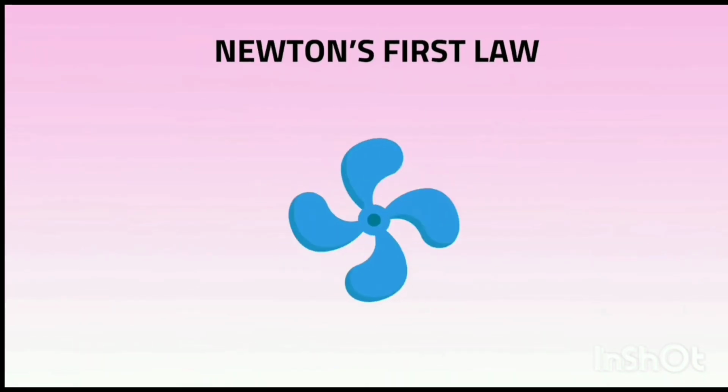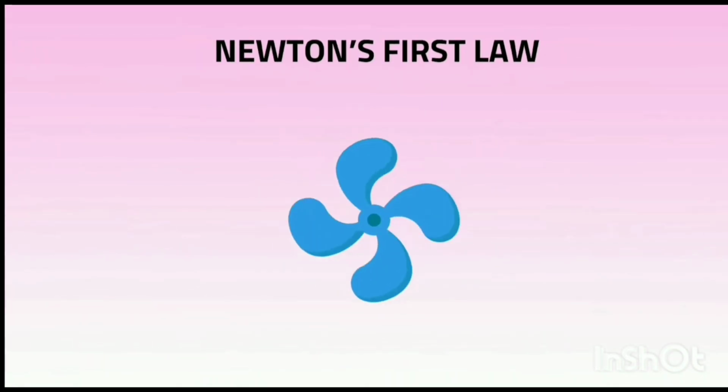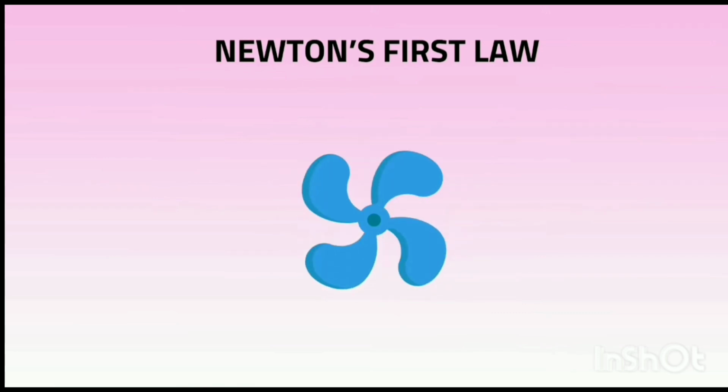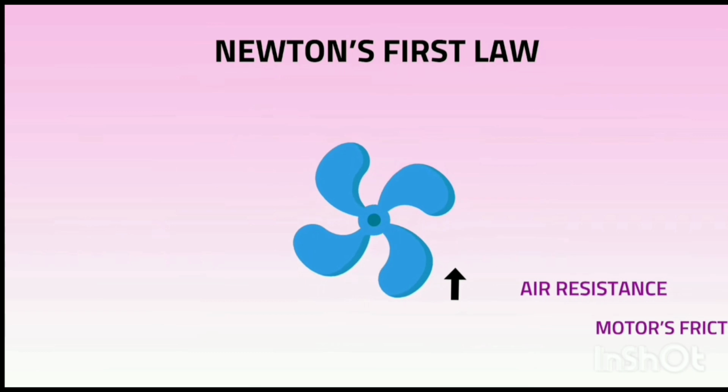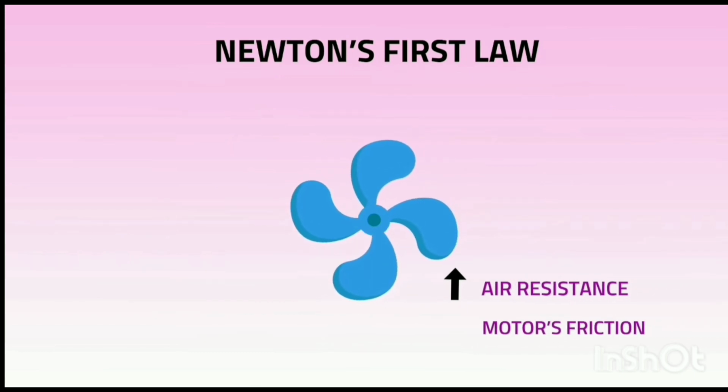Another example is the electric fan continuing to spin for a period after the electricity is turned off. What brings the spinning to a stop are external forces such as air resistance and the motor's friction. These are examples on Earth.